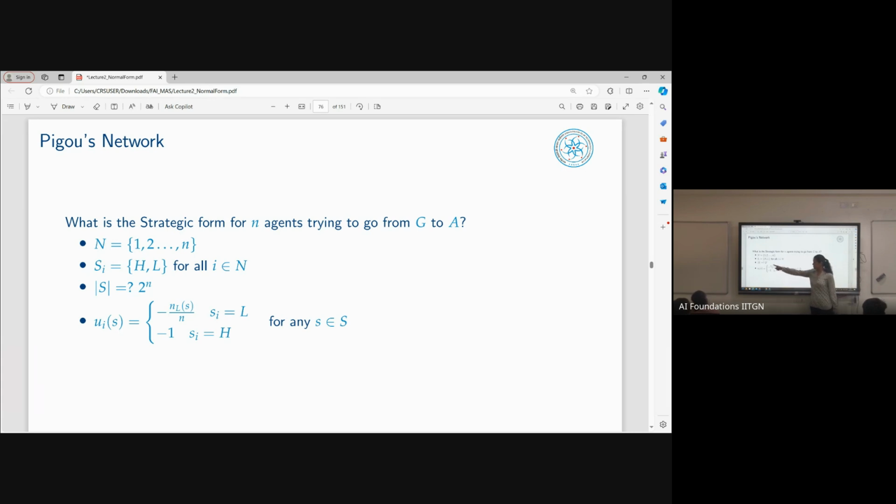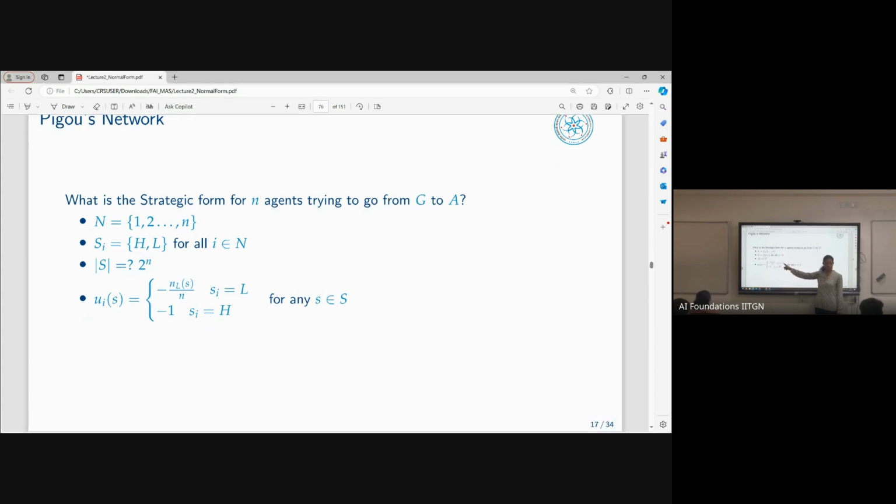Now, if these are the many people who are taking the local road, and I also decide to take the local road, then this is the utility that I will face for choosing the local road. Is it clear? Minus N_L by N. And irrespective of the number of agents, since the highway is always -1, if I decide to take the highway, it's always -1.